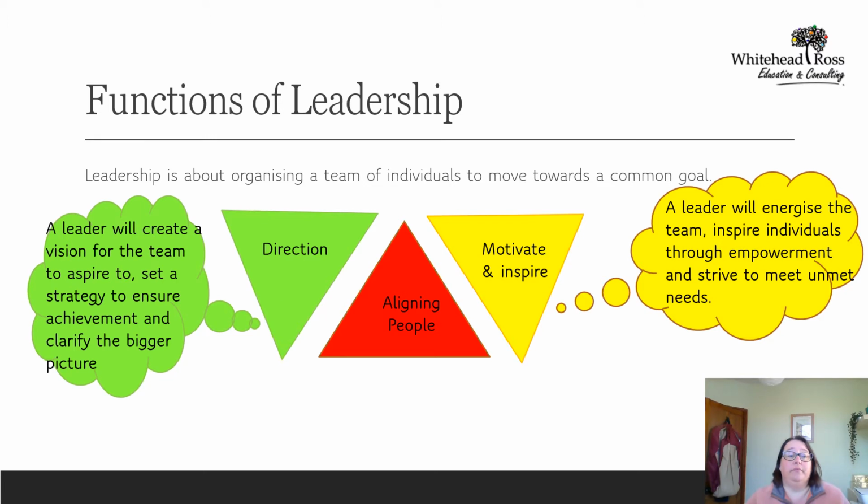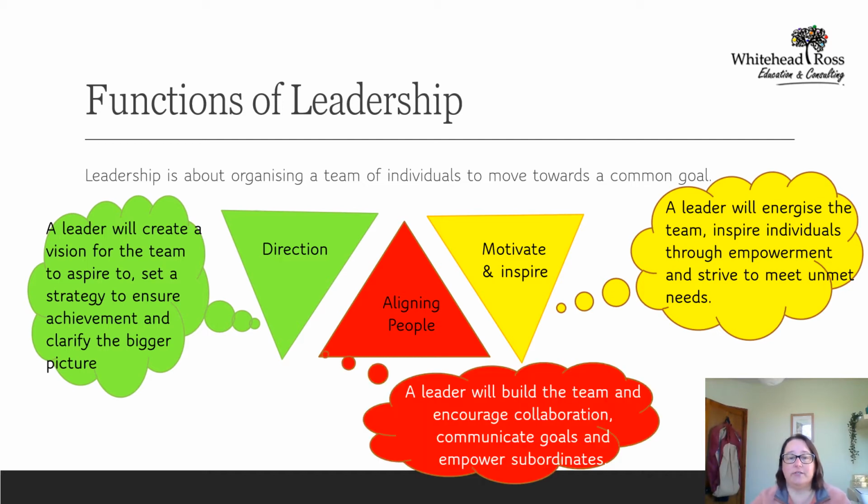The second one is the leader will create a vision for the team to aspire to. So yes, a leader will still provide direction, but they're not commanding you in a particular direction. They're just going to give you the vision and inspire you to reach that vision. So provide you with a direction. A cohesive team is always going to need a direction. So whether you're the leader or the manager, you have to be pushing that team in a certain direction.